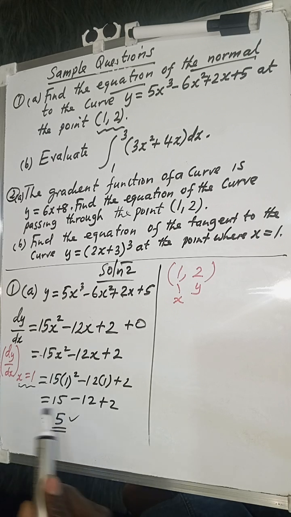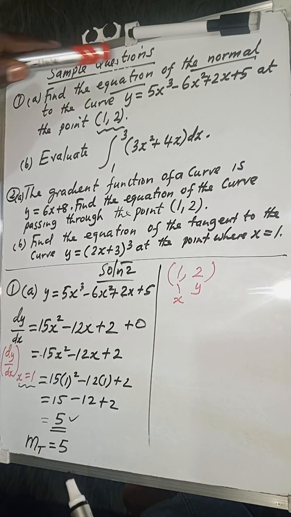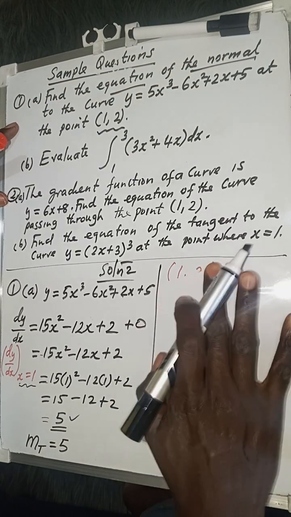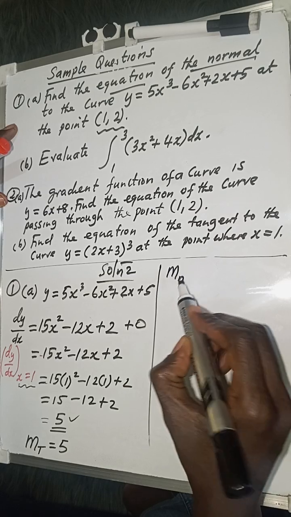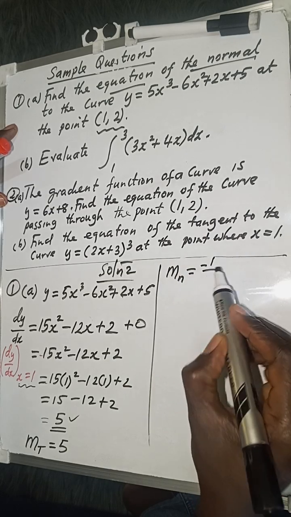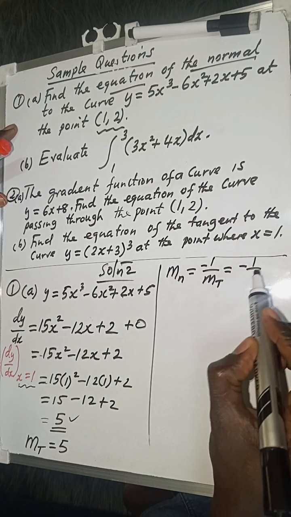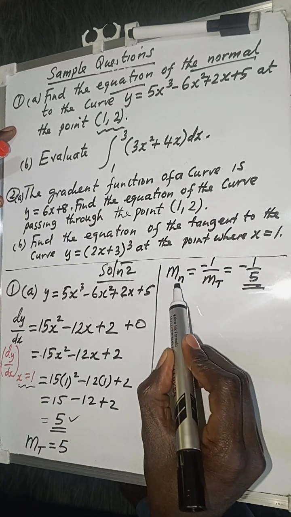So the gradient you get is simply the gradient of the tangent, which is equal to 5. But our interest is finding the equation of the normal. So we have to find the gradient of the normal. So how do you get the gradient of the normal? Remember we said the gradient of the normal is simply -1 divided by the gradient of the tangent. So it will be -1 over 5. So -1 over 5 is the gradient of the normal.